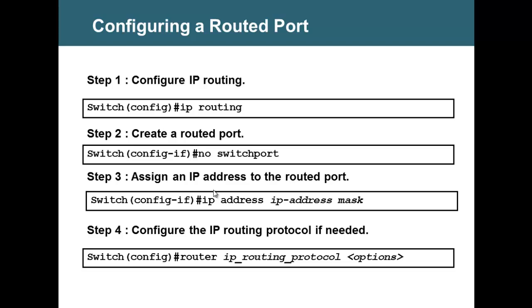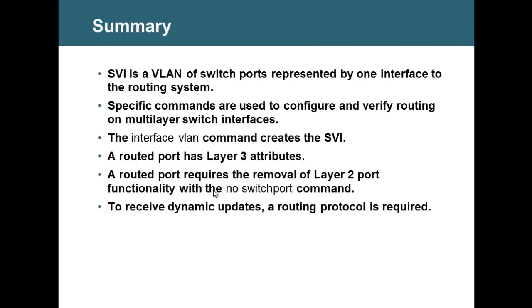You see, ip routing and then no switchport to enable routing on the interface. Give an IP address with a mask, and if you want you can enable a routing protocol. So this is the layer 3 capability on a multilayer switch. Either you can have an SVI or you can have a routed port by typing no switchport.